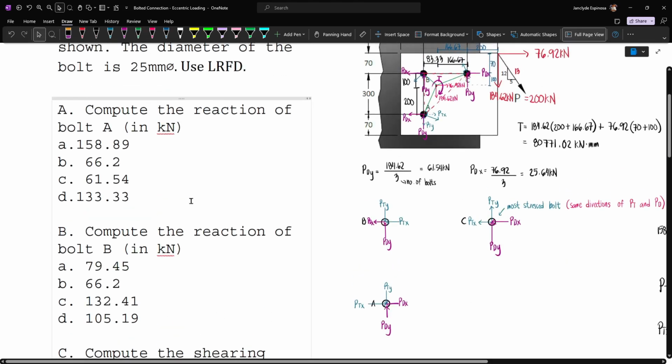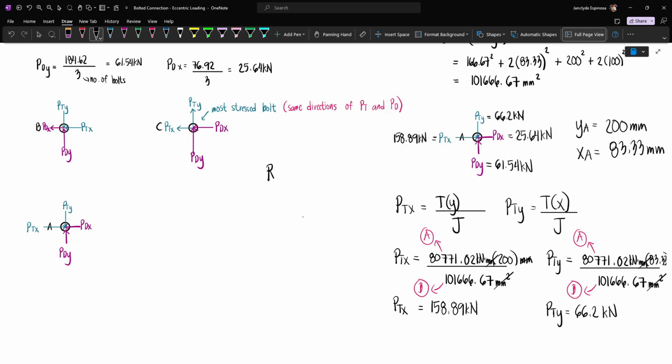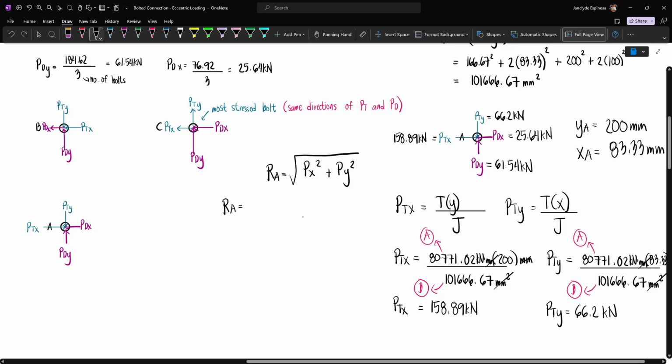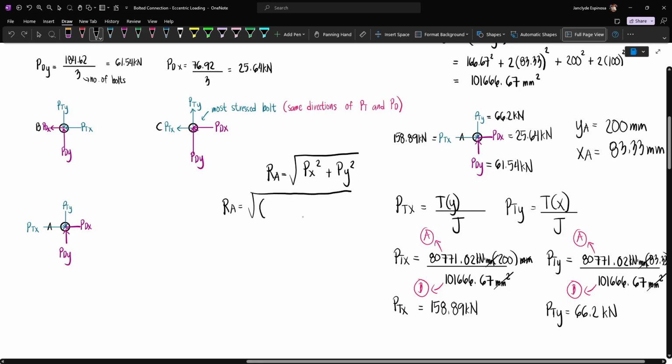Now since we are interested in the reaction of bolt A, we need the single equivalent force for these four forces. And so to get RA, or the reaction at A, this is going to be the square root of the forces along X squared plus the forces along Y squared. For the forces along X, we have PDX minus PTX, because this is going to the left and this is going to the right, so they have opposite directions.